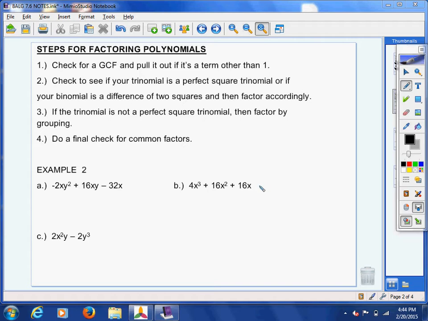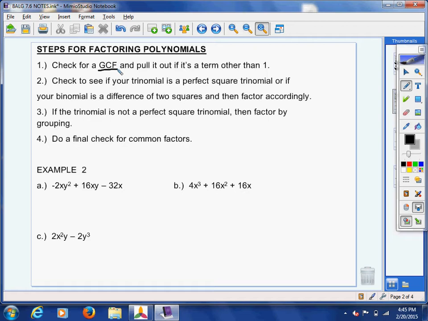All right, so steps for factoring polynomials. First thing we need to do is check for a GCF. We need to pull it out. If we see a GCF other than 1, we need to pull that out. Now, if your GCF is exactly 1, then don't worry about pulling out a 1. That's a waste of time. You don't need to pull out a 1, okay? Definitely, if it's a number other than 1, pull it out. So a number other than 1, or a variable, that's a GCF. You need to pull it out and start your problem that way.